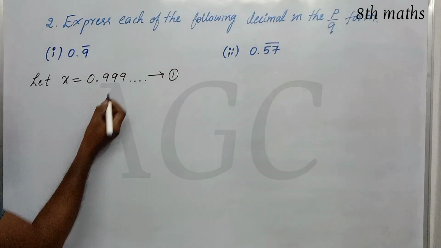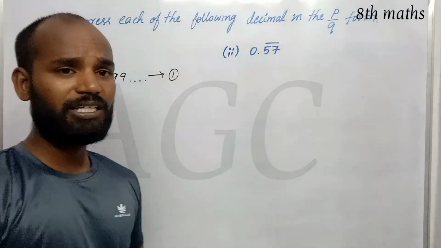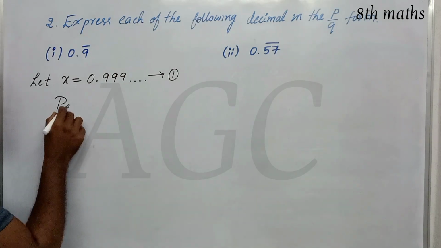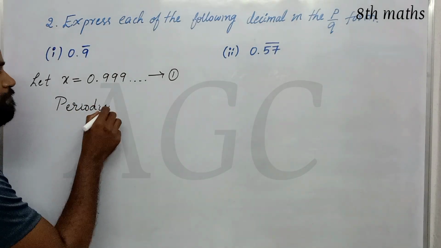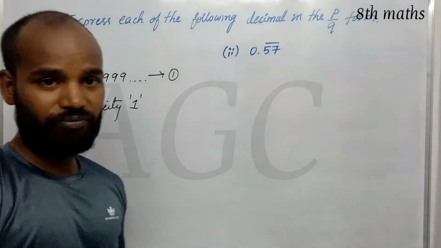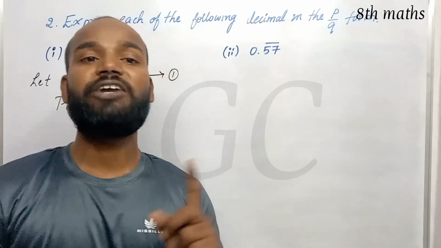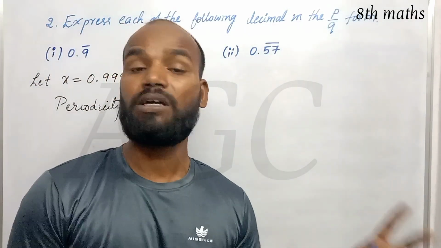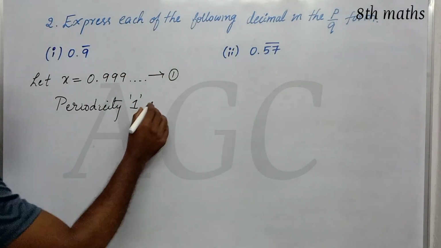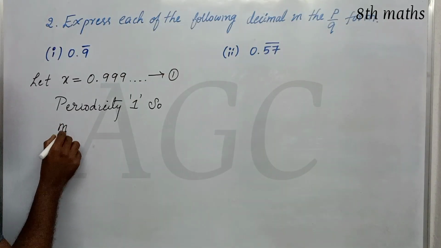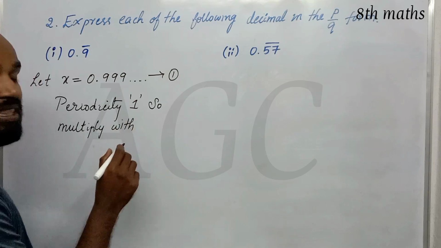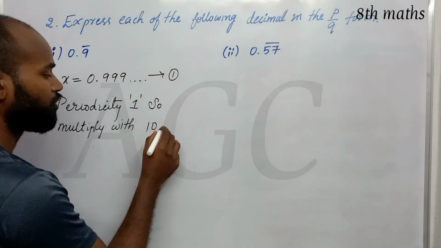Next, what is periodicity? Periodicity means how many digits are repeating. That is nothing but periodicity. So here periodicity is 1, because one digit is repeating. If the periodicity is 1, multiply with 10. If the periodicity is 2, multiply with 100. If the periodicity is 3, multiply with 1000. So here periodicity is 1, so multiply with 10 on both sides.